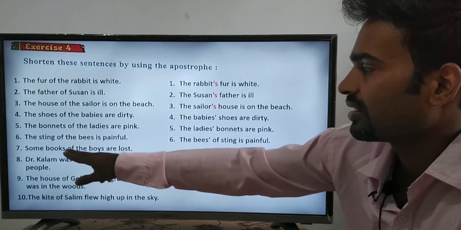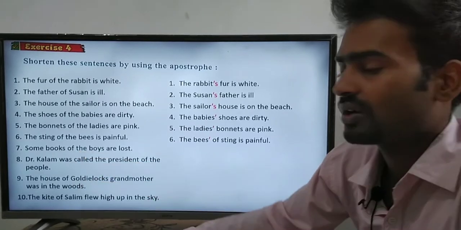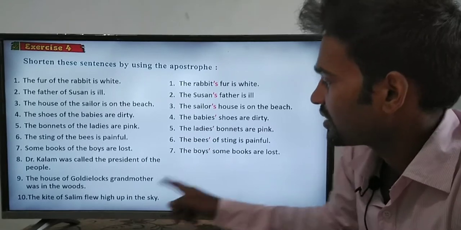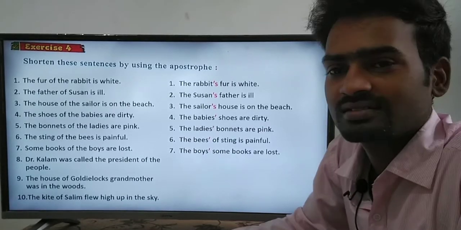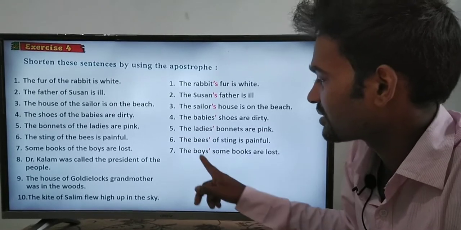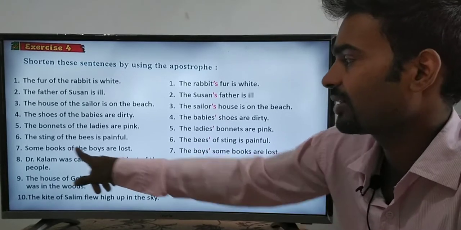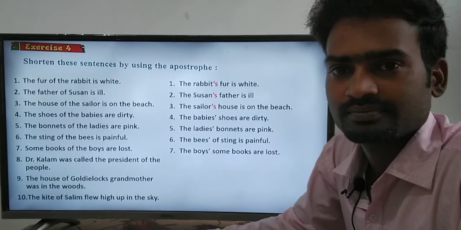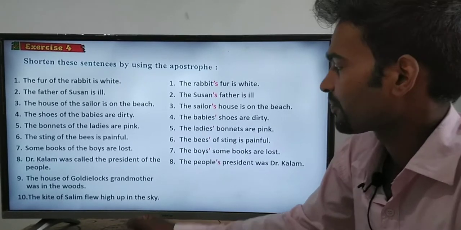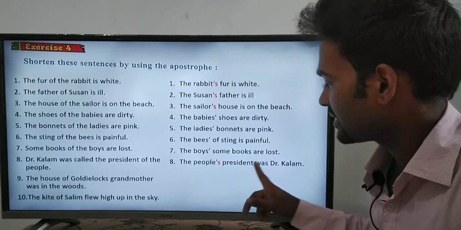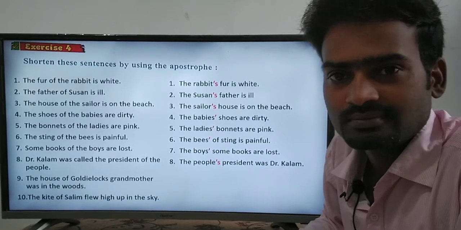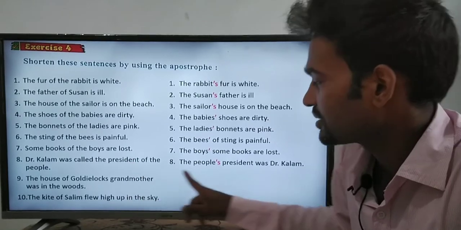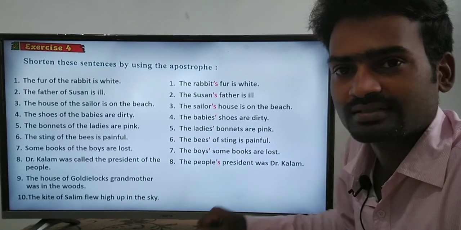The next one, some books of the boys are lost. So whose books? The boys'. Some books are lost, right? Boy is singular. Here they have given boys in plural, so we add apostrophe after the s. Clear? And the next one, the people's president was Dr. Kalam. People is a plural, so we use apostrophe s.